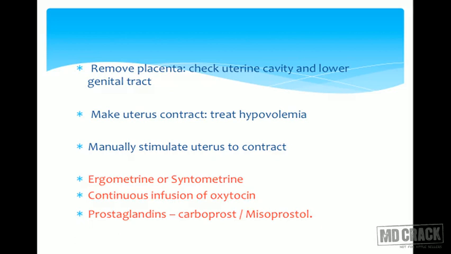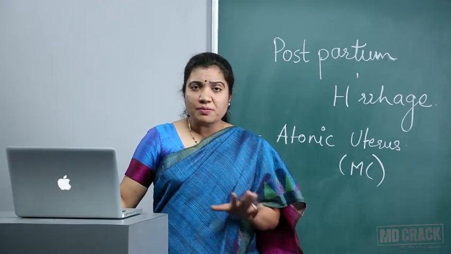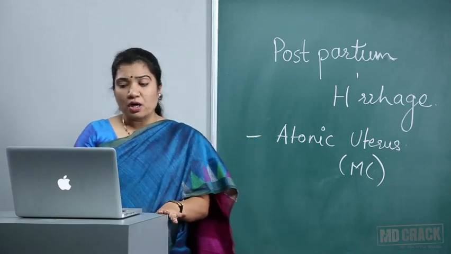If still the response is not that good, go for injection prostaglandin, that is carboprost, PGF2 alpha, 250 micrograms. You can repeat the doses thrice with a gap of 30 minutes in between. You can also give it intramyometrially. You can put tablet misoprostol per rectally 1000 micrograms stat, and that will take care of atony most of the times.